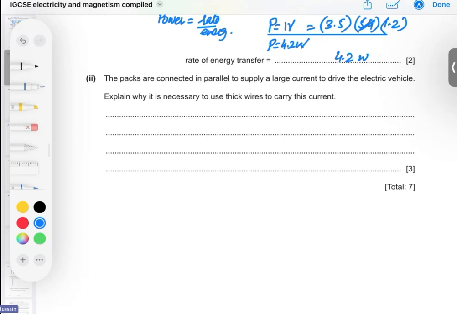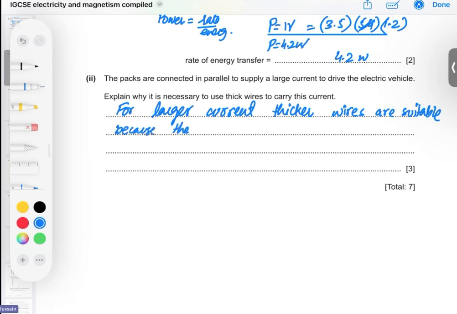Thicker wires have smaller resistance, right? For larger current, thicker wires are suitable because they have low resistance. Okay, one mark. Because they have low resistance.